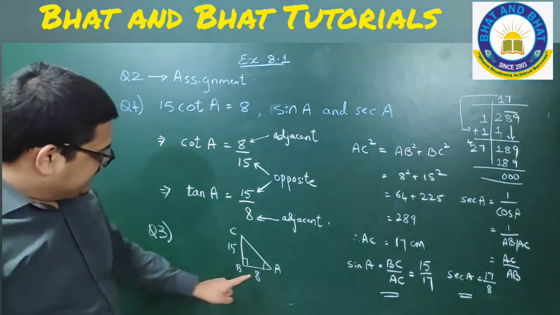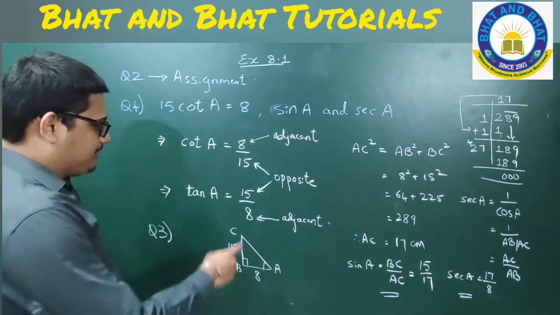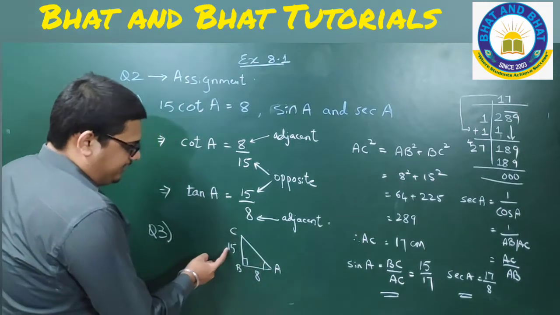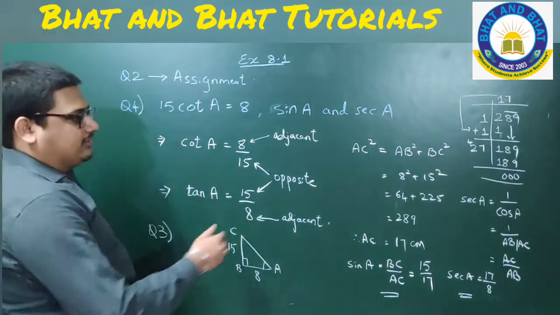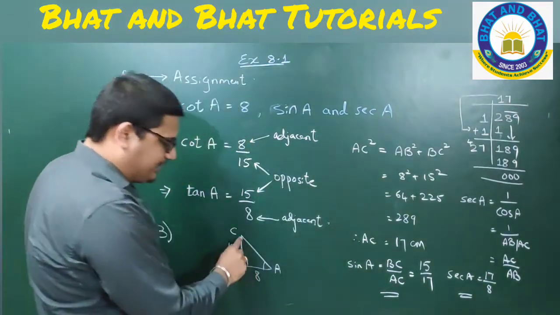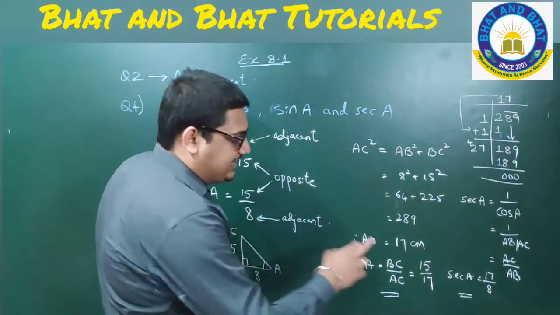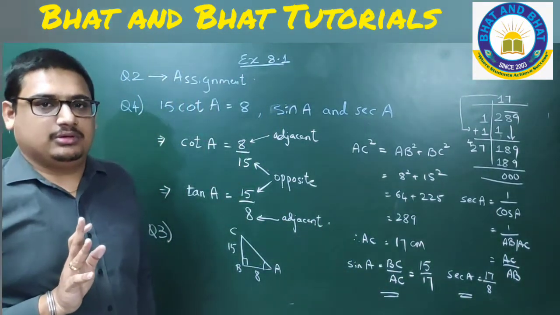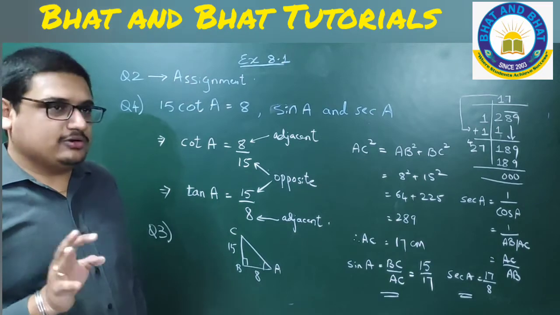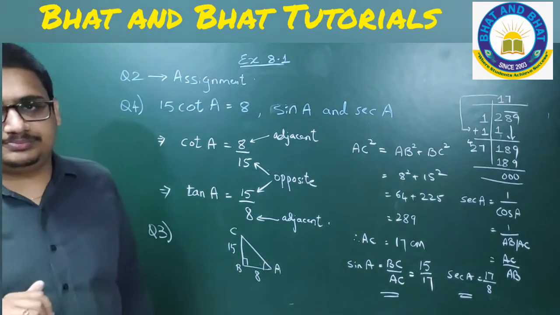So I have taken ABC as a right angle triangle having the right angle at B. The opposite side to angle A I have made as 15, the adjacent side to angle A I have made as 8. Then using the Pythagoras theorem, I found out my AC. And then the definitions of sine A and secant A have been used to find the values. Fine? Any doubts? You can just ask me and clarify. Okay, please note down.